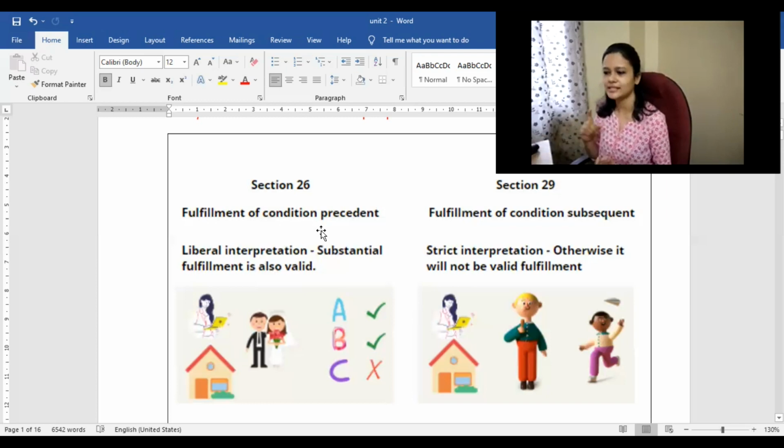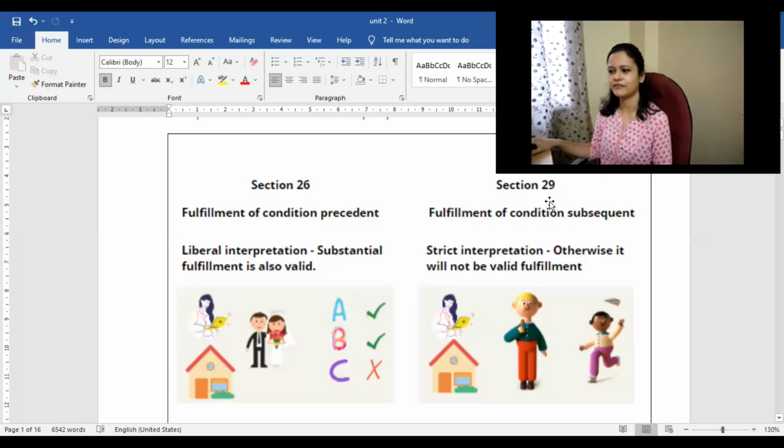All right, so that is section 26, condition precedent, wherein the person needs to fulfill the condition. After that only transfer will take place. Here liberal interpretation is being applied. Even if a substantial part of the condition is fulfilled, still it would be considered a valid fulfillment, and property will accordingly be transferred to the person.